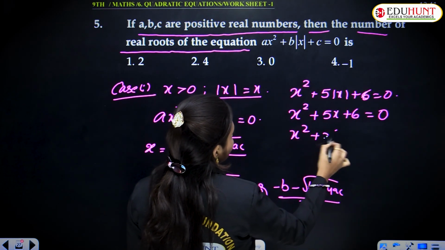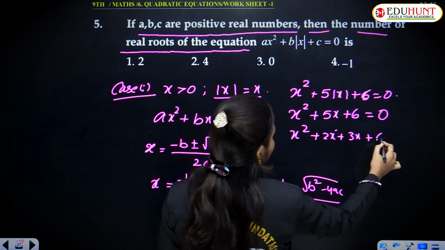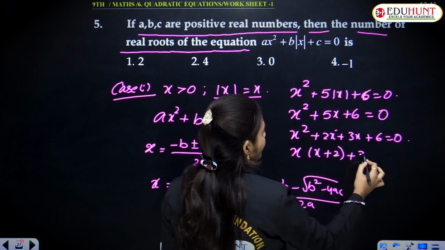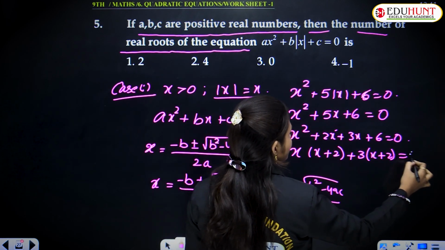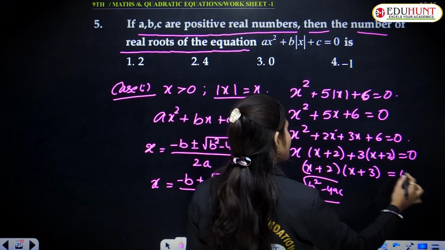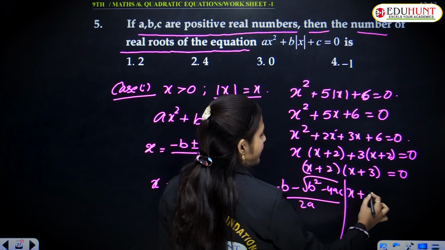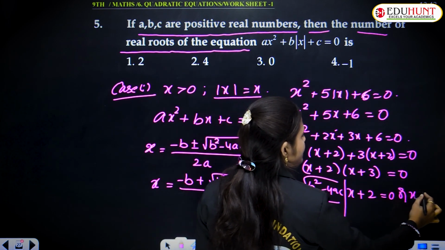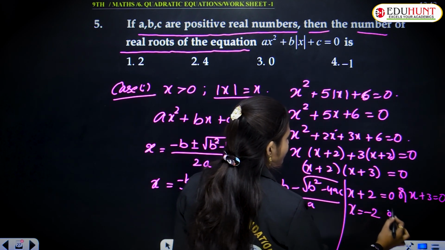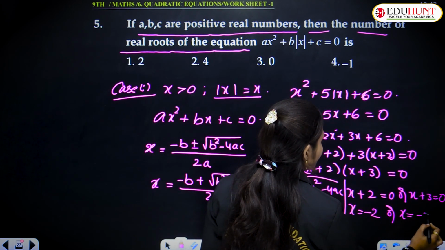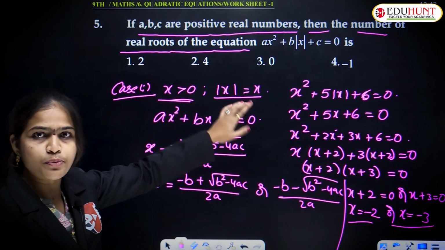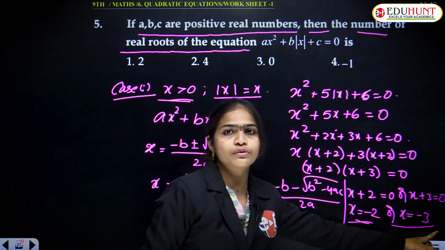So x square plus 2x plus 3x plus 6 is equal to 0. Take x as common, and from the leftover take x plus 2 as common, so x plus 2 into x plus 3 is equal to 0. From this condition, x plus 2 is equal to 0 or x plus 3 is equal to 0. So x is equal to minus 2 or x is equal to minus 3. Children, here we took x greater than 0, which means x is positive, but we are getting negative roots.